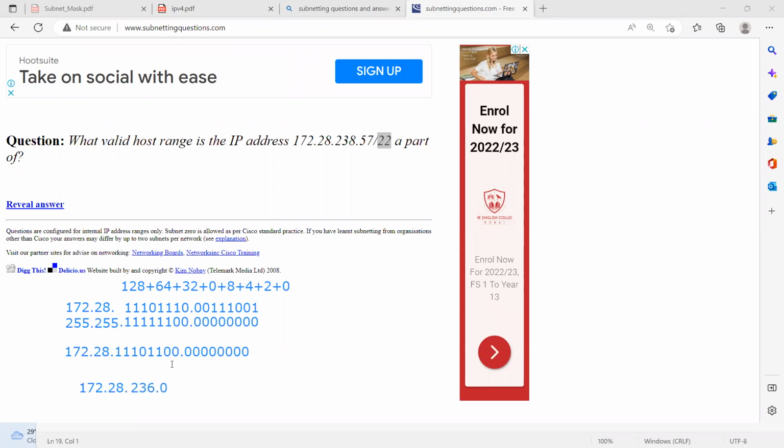Is it okay? The only thing is here, actually, now this is less than 24. Previously, we calculated everything which is more than 24 bits. But this is less than 24. Only 22 bits are allocated. That is why the problem, right? So valid range means, what is the valid host range?